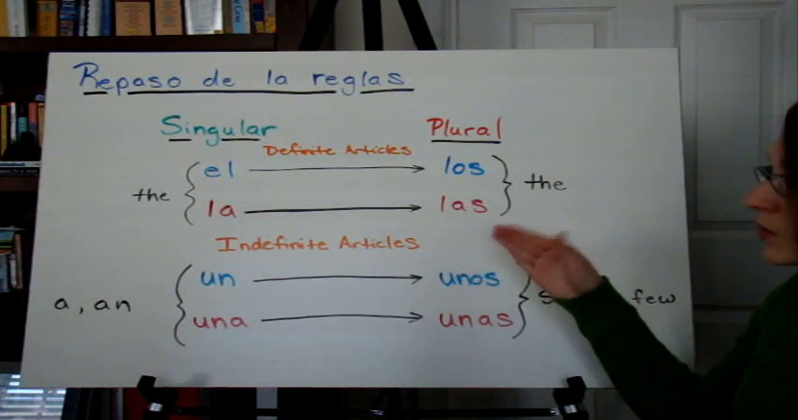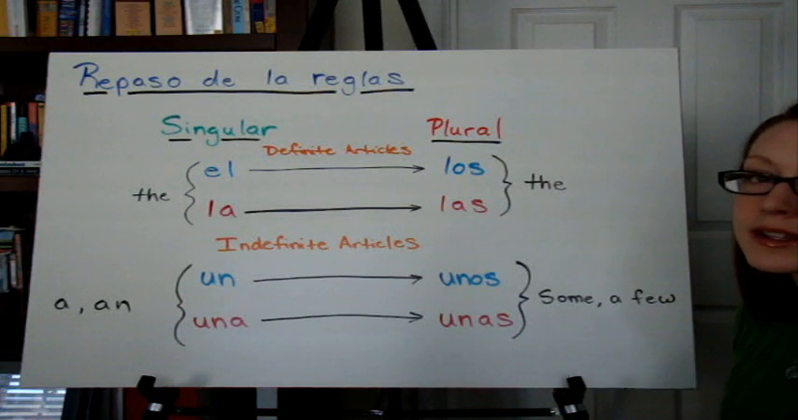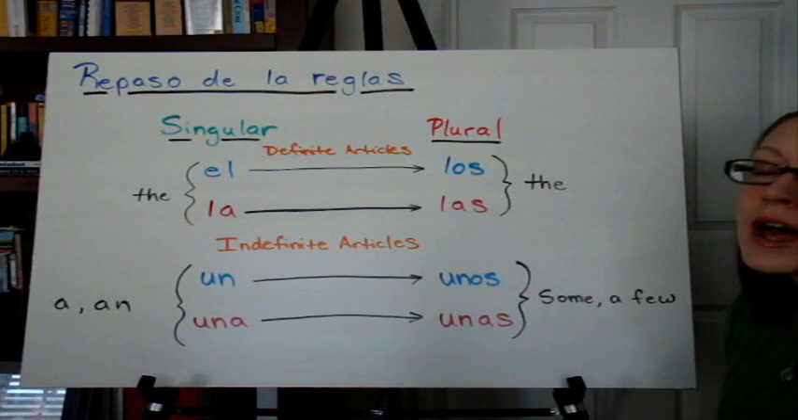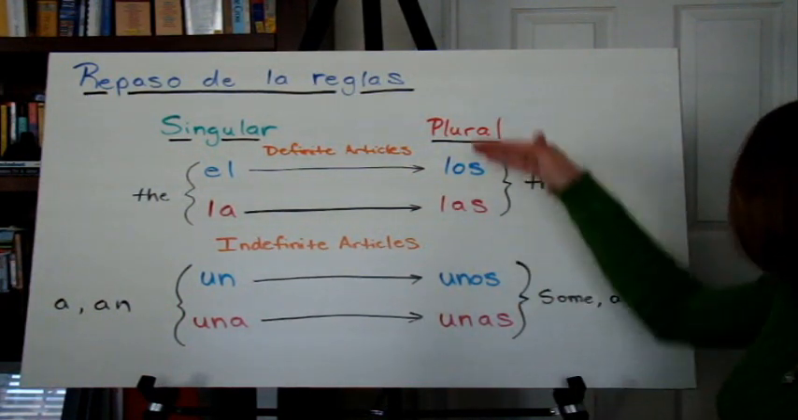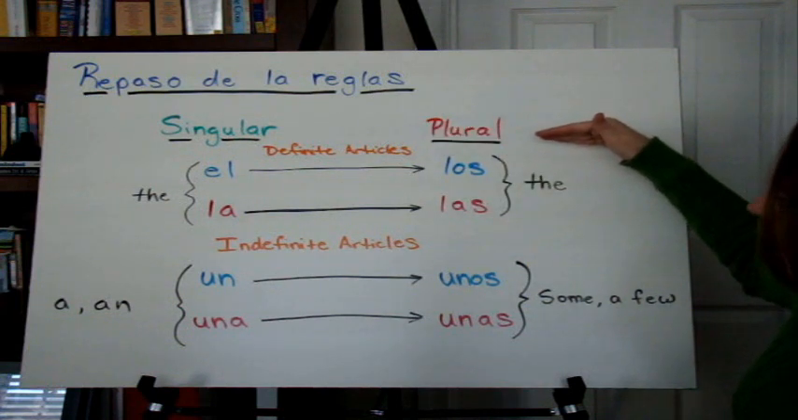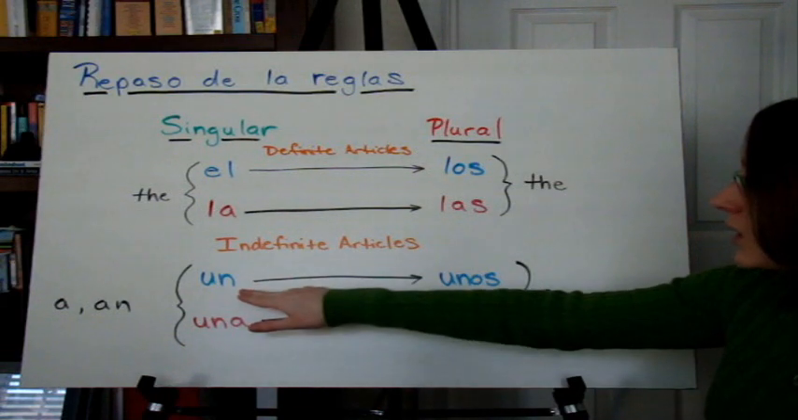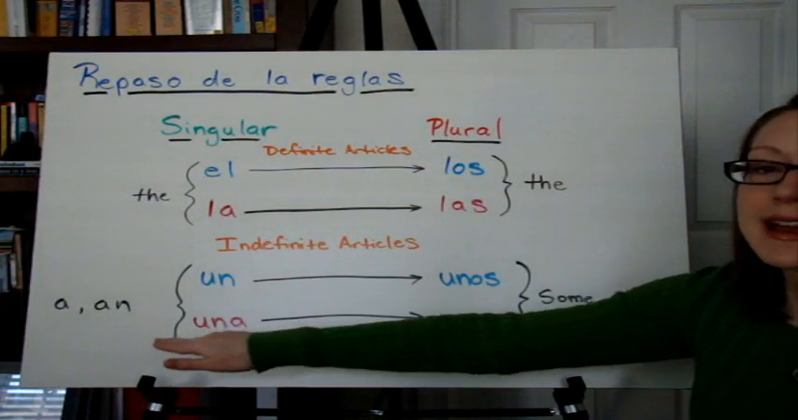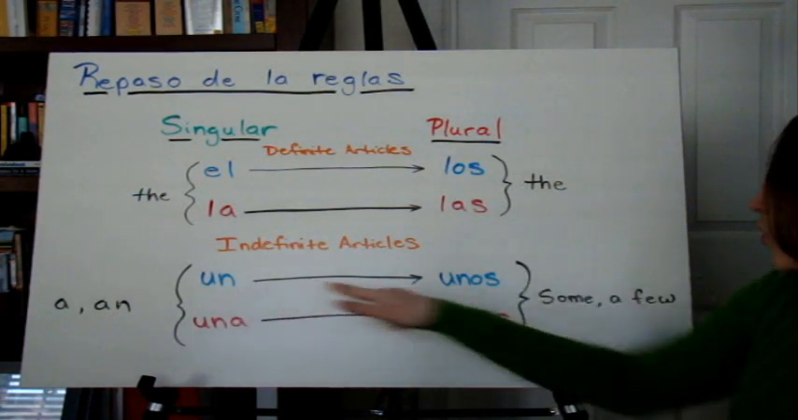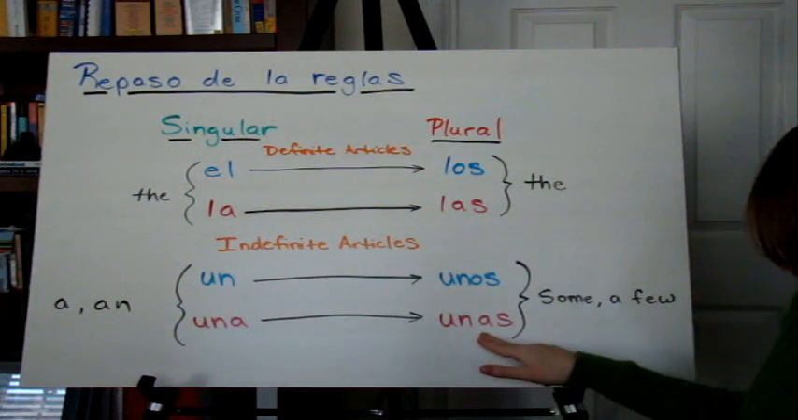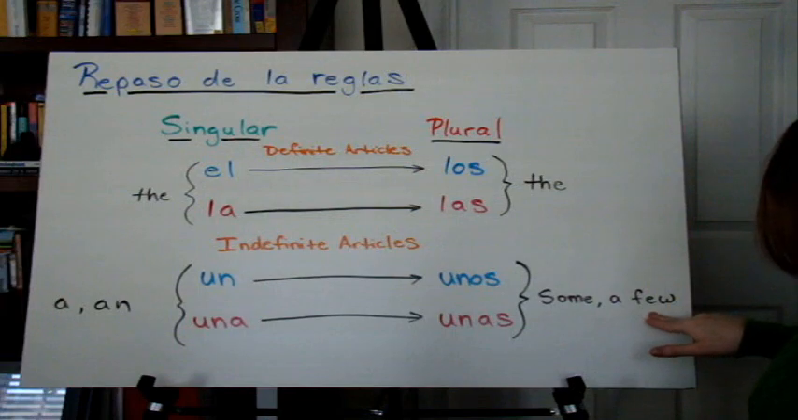Indefinite articles are, just by definition, indefinite. I'm not definite about what I want. So if someone said, hand me a pencil, I know they don't care what kind of a pencil it is or which pencil it is, they just want a pencil. So you can remember what they're called, definite and indefinite articles, that way. Now the indefinite articles, the singular ones, are un and una, which mean a and an. Now how we make those plural, we change un to unos, una to unas, but now their meaning changed. So now they mean some or a few.